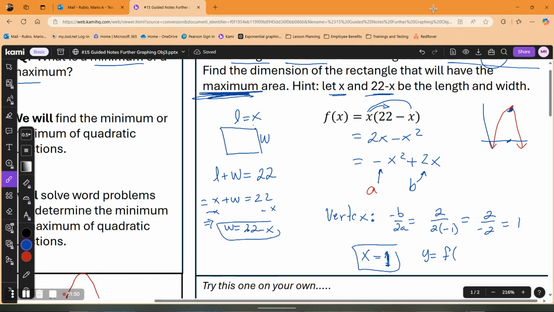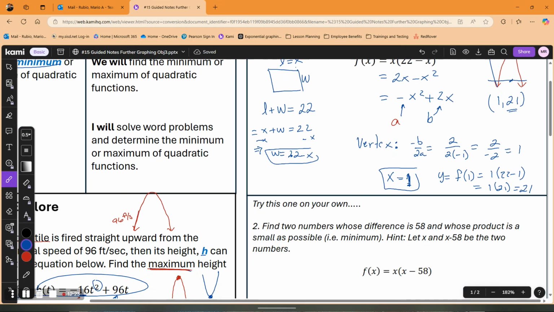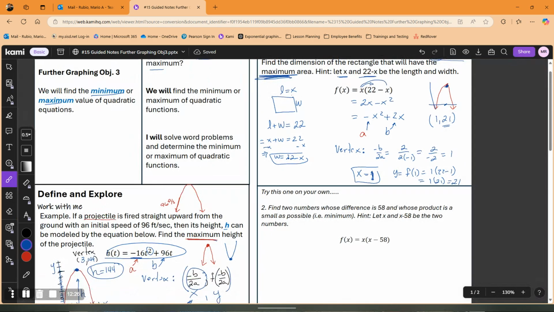So x equals 1. And remember, y is the function evaluated at 1. So that's 1 times 22 minus 1, which equals 1 times 21, which equals 21. So our vertex here is going to be at 1, 21. So our maximum area is going to be when x equals 1 and y is 21. And that's it. You just need to use this little vertex formula and plug that in and you'll figure it out. So follow the same steps and try number 2 on your own.